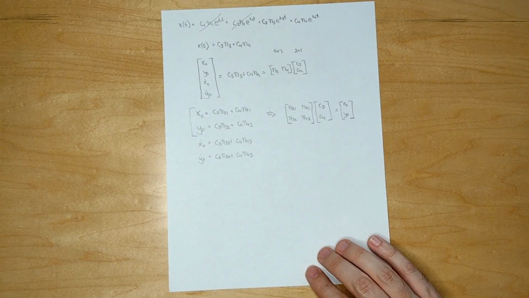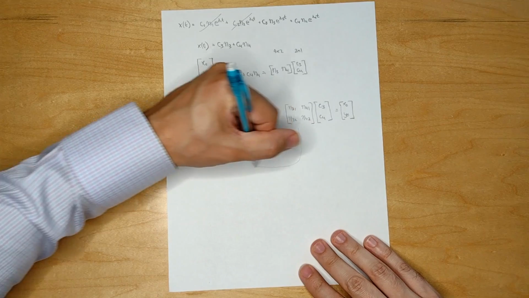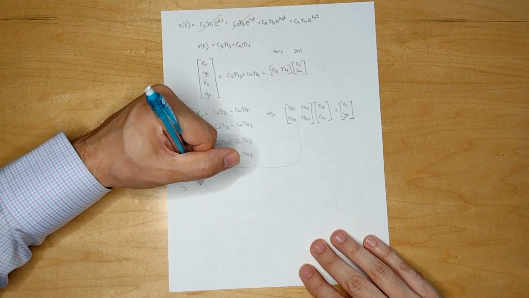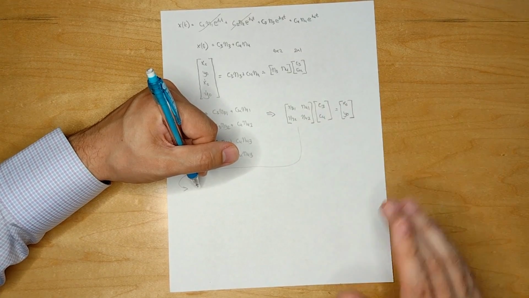Now the inverse of a 2 by 2 matrix is pretty straightforward. So the inverse of a 2 by 2 matrix is simply 1 over its determinant times the main diagonal flipped and the negative of the off-diagonal terms.